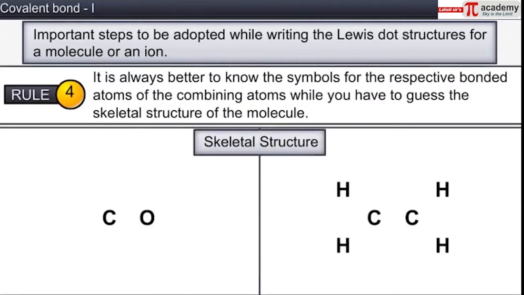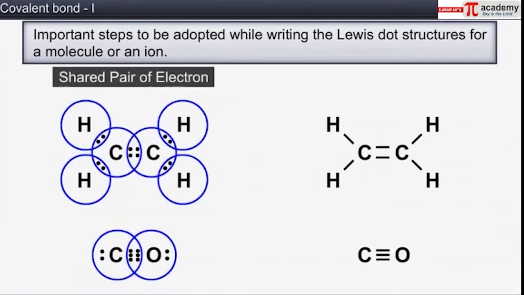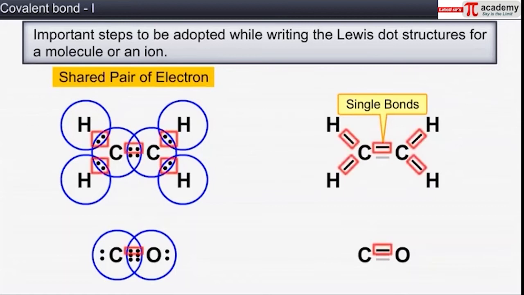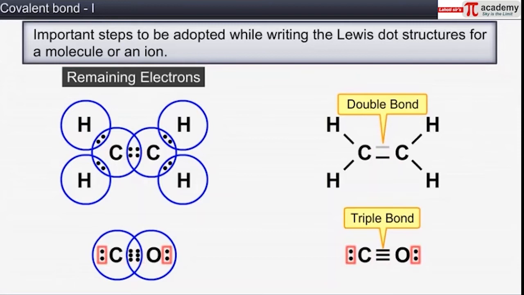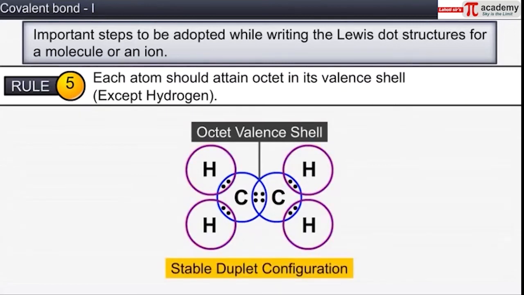While writing a Lewis structure, it is always better to know the symbols for the respective bonded atoms or the combining atoms while you have to guess the skeletal structure of the molecule. This makes the distribution of the electrons between the bonded atoms easier. Among the valence electrons available for bonding, shared pair of electrons forms a single bond between two bonded atoms, and the remaining electron pairs present on the respective bonded atoms are either used for the formation of multiple bonds or remain as lone pairs. Finally, each atom should attain octet in its valence shell, except hydrogen, which attains the stable duplet configuration.